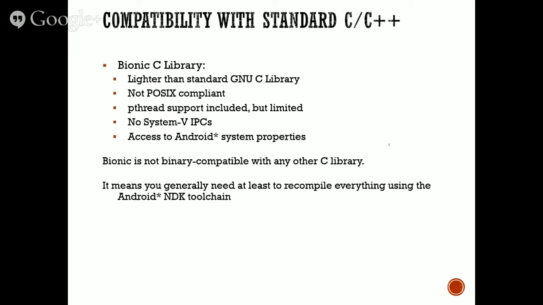It provides access to the Android system properties and Android hardware layer, and also it does not have the system level IPC calls or the inter-process communication calls. Note that your existing C code will not directly run for the NDK application. You will have to recompile this source, the C++ source, with the Bionic C library to ensure it runs with your Java application or Android application.